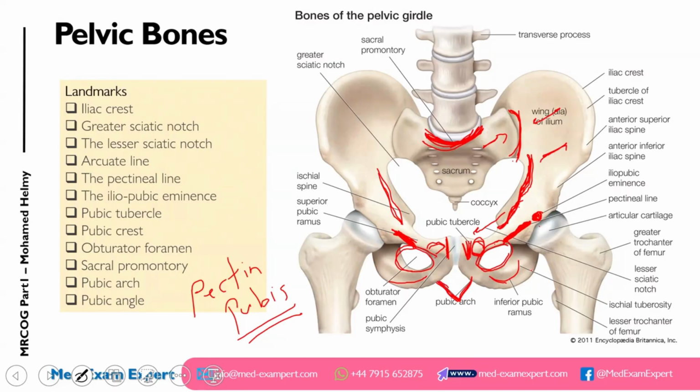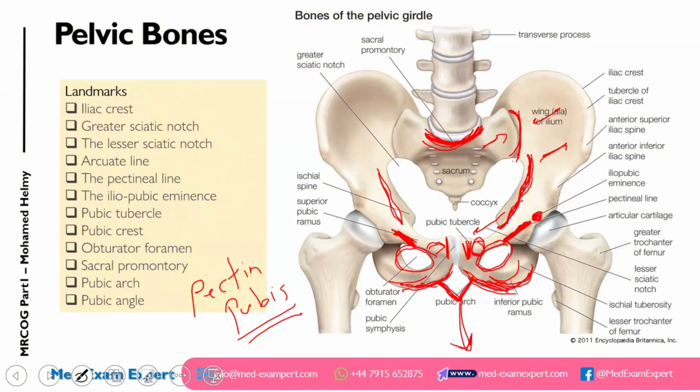And we have the subpubic angle. Of course, when we say pubic arch without specifying whether we are talking about the superior rami or inferior rami, we usually mean the inferior one. When the inferior rami meet together, they form what we call the subpubic angle or the pubic angle. This is made by the convergence of the inferior rami. This is called the subpubic angle.